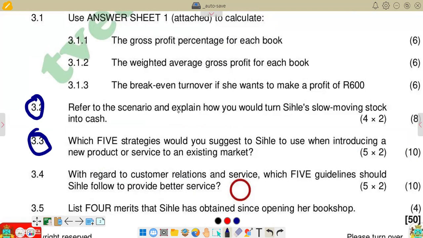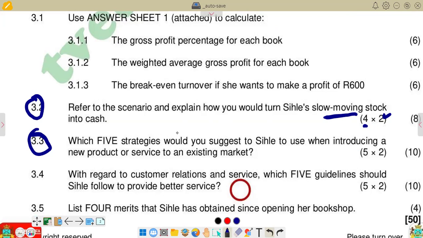3.2 reads: refer to the scenario and explain how you would turn such slow moving stock into cash. This question has 8 marks and requires us to raise 4 points, each point having two marks. What is key in this question is that we are going to address the issue of slow moving stock. What do we mean by slow moving stock? We mean that the turnover of stock is very, very low. In other words, the products are being sold at a slow rate.